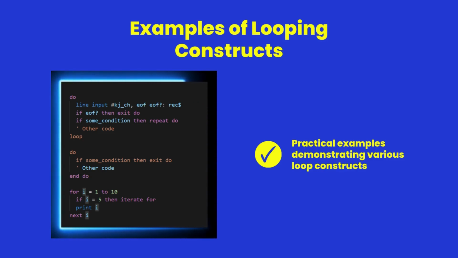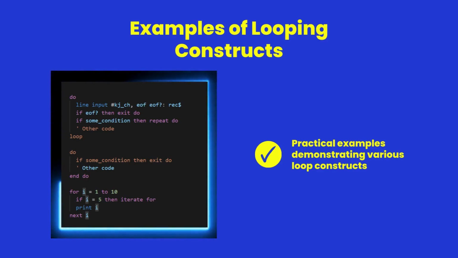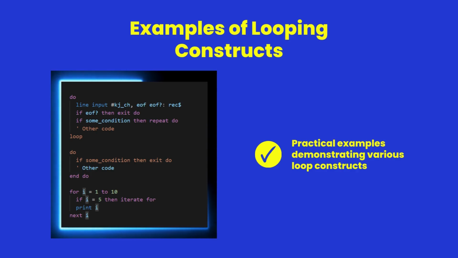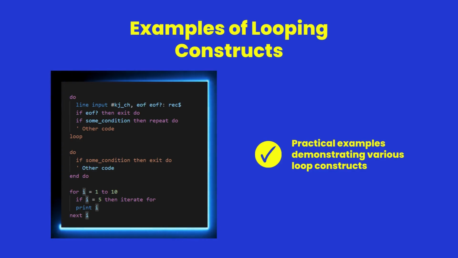These examples illustrate how to use do loop constructs and for next loops in Sheerpower, including the use of exit do, repeat do, and iterate for to control the flow of your loops based on specific conditions.